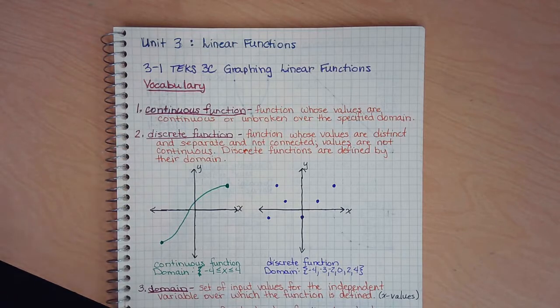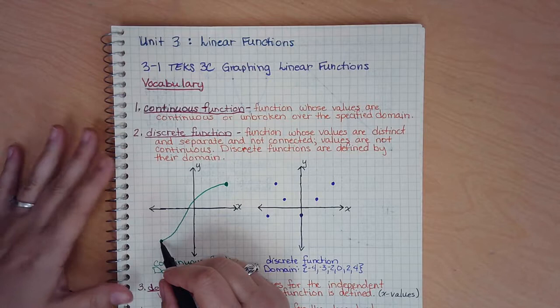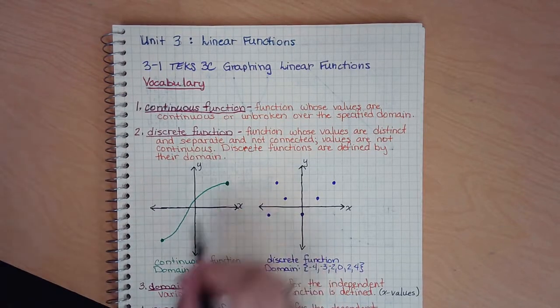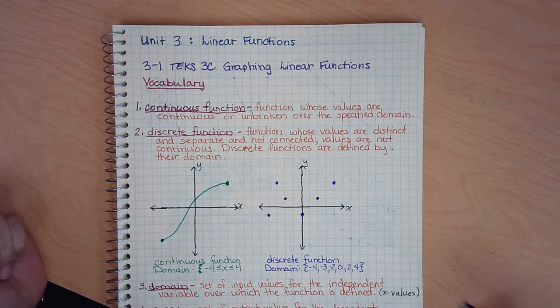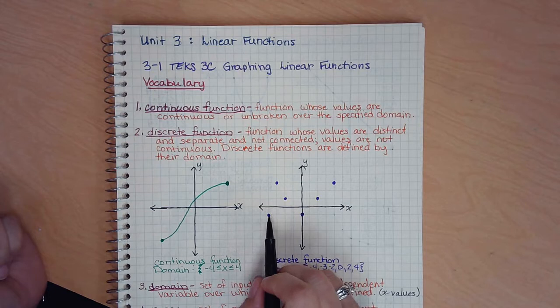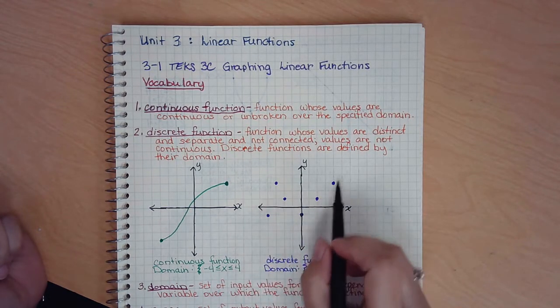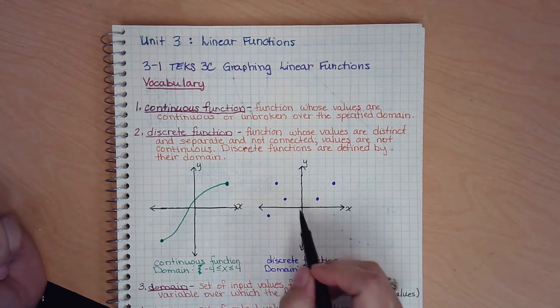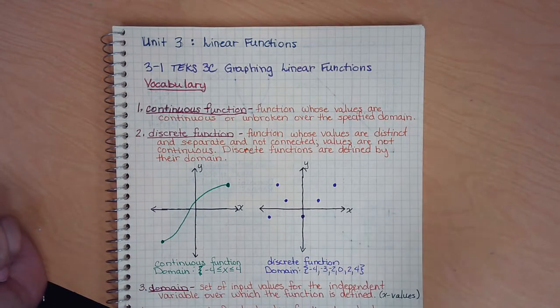These are functions that we've talked about whose values are continuous or unbroken. Basically, you can trace the function from its beginning point, wherever that might be, all the way to its ending point without lifting your pencil. Discrete functions are functions whose values are distinct and separate and not connected. Values are not continuous, so discrete functions are defined by their domain, and so that would be one where you see a bunch of dots on the screen, and you would obviously be picking up your pencil every time you wanted to go to the next one.